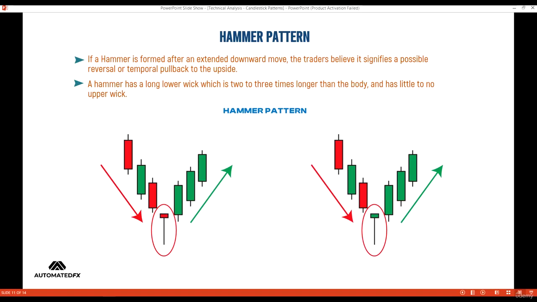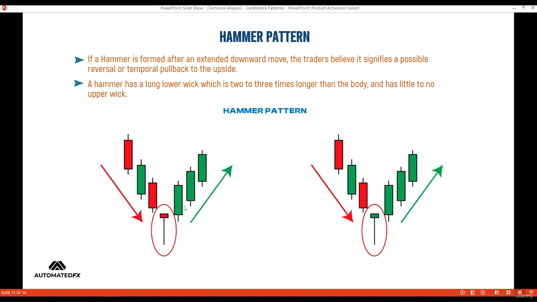In this video, we're going to be looking at the hammer pattern. So this is an example of the hammer pattern. As you can see here, this is the hammer. Now, if a hammer is formed after an extended downward move, the traders believe it signifies a possible reversal or temporary pullback to the upside.